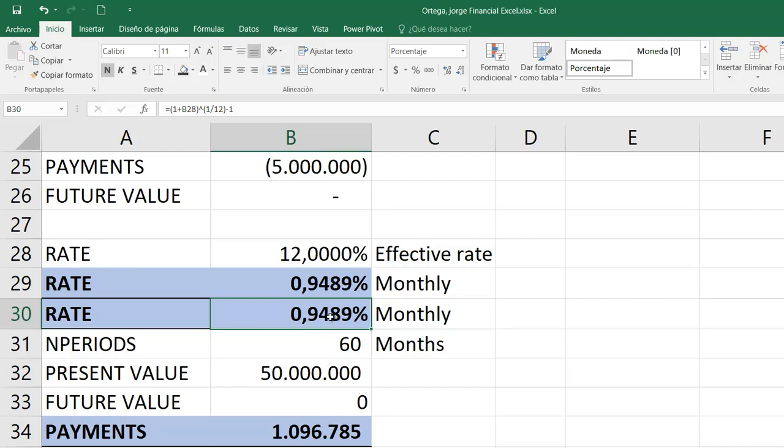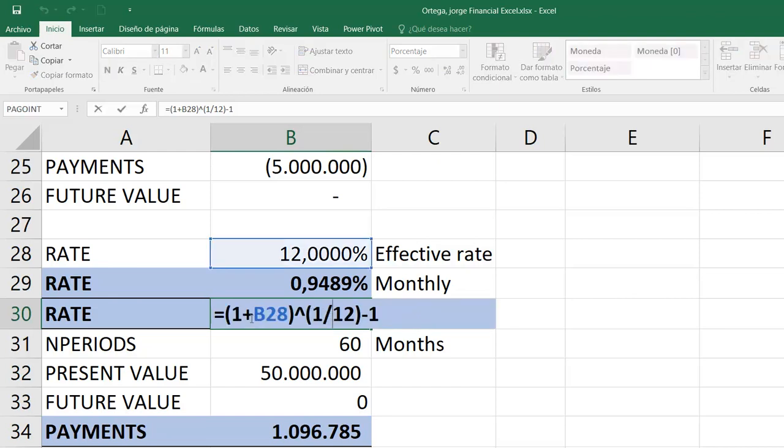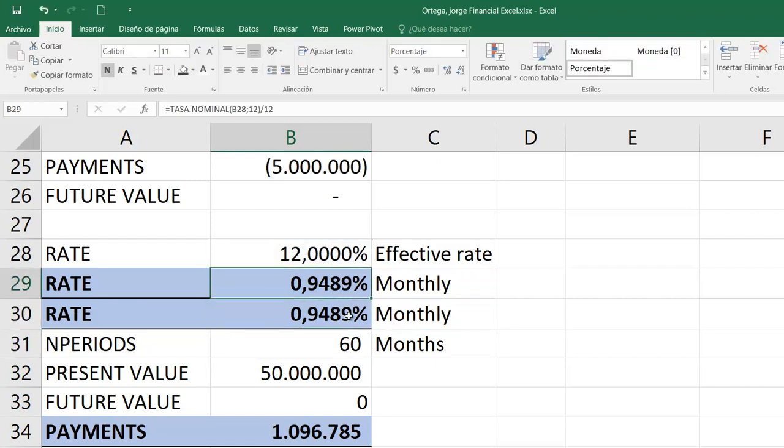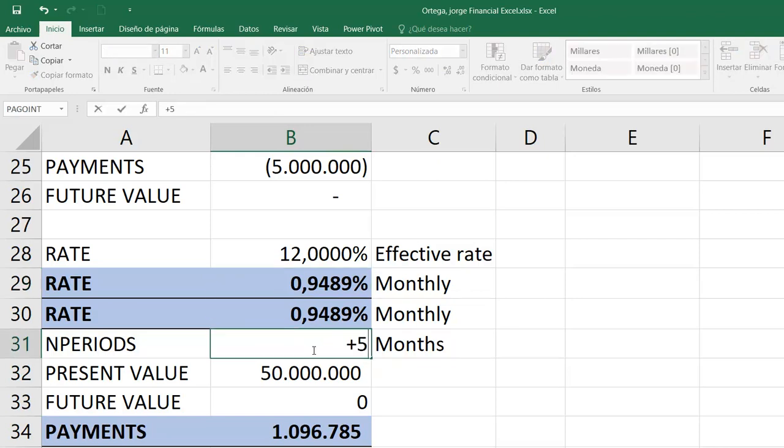And the other way is actually simpler because you take 1 plus the effective rate, to the power of 1/12, minus 1. And you get both answers are equal. Both ways are fine. And then this exercise tells us that we have 5 years of monthly payments, so 5 times 12 months a year, so we got 60 payments to pay, and the loan is for 50 million.